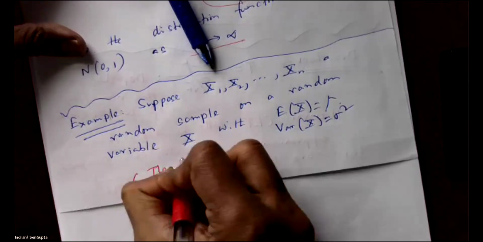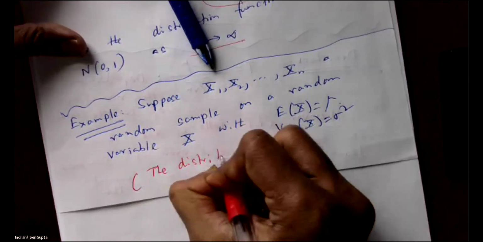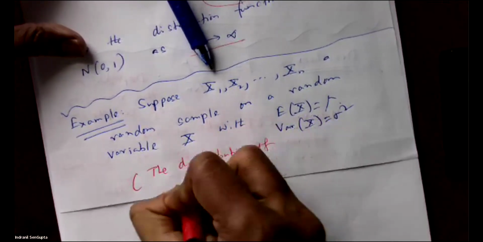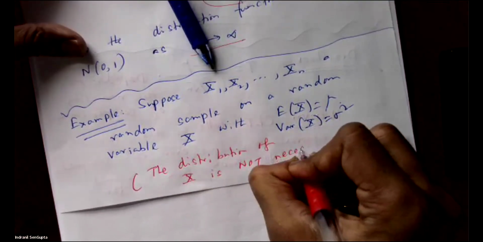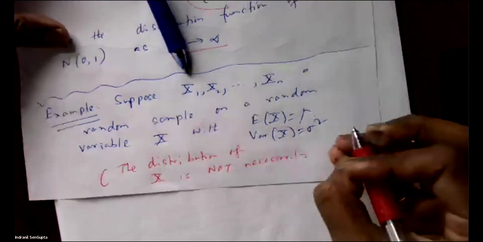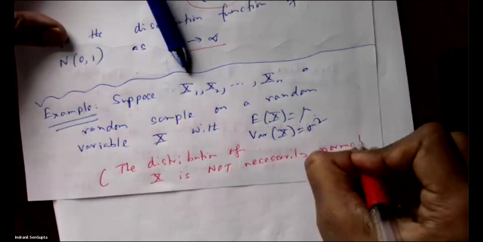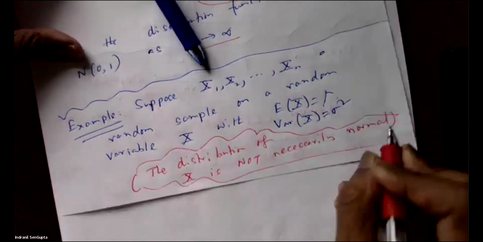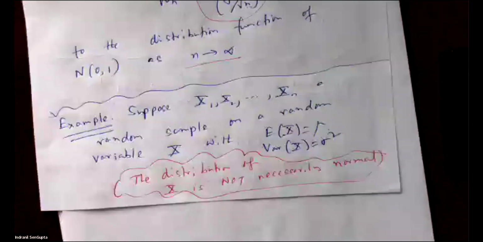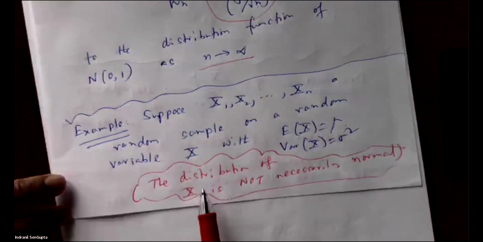The distribution of x is not necessarily normal. We are not assuming that x follows a normal distribution. If x follows a normal distribution, the calculation will be the same as before. So we have studied this before. This is a new thing.